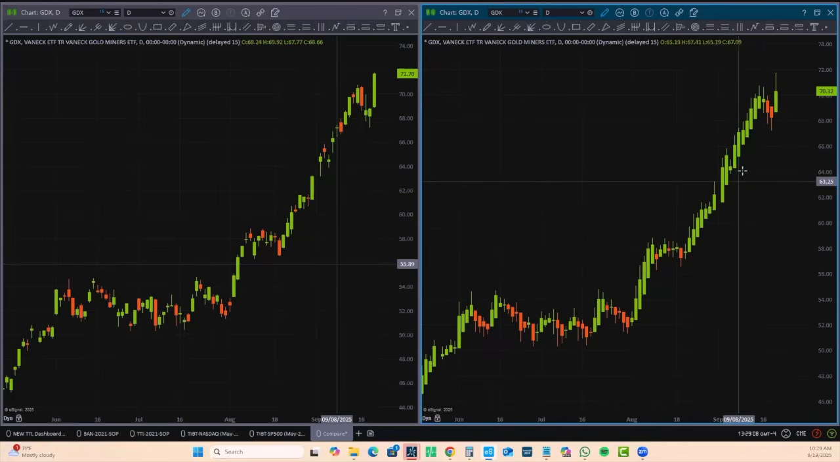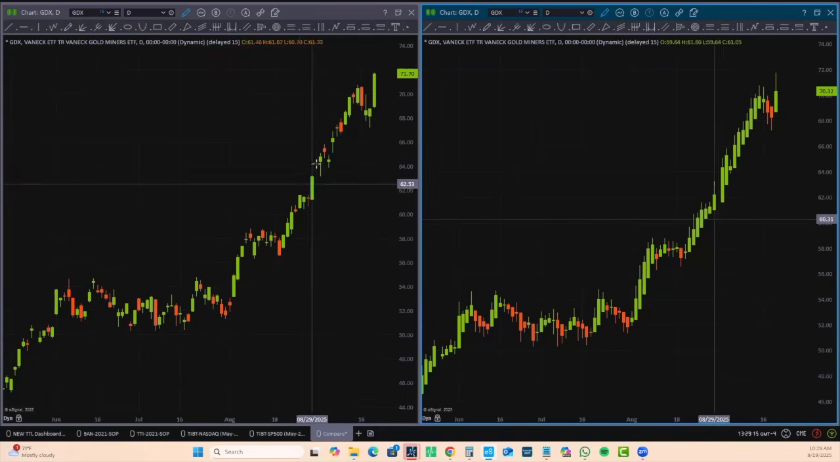But over here, we see a clear indication that we're in a trend. The noise is filtered out very nicely. Over here, we've got some red candles showing up. You might see a red candle like that.